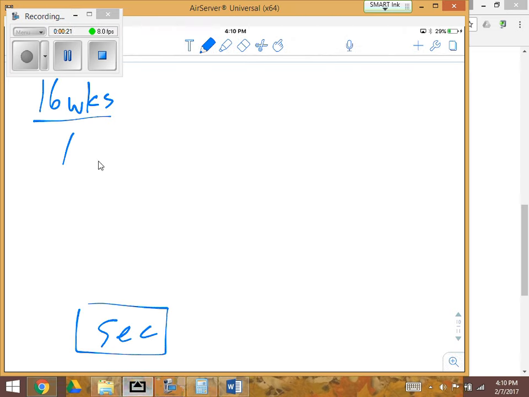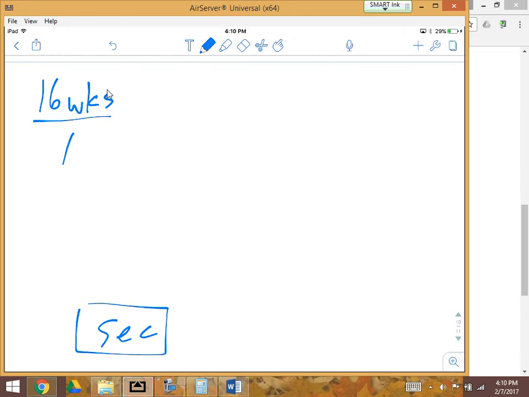So I made some notes here already. 16 weeks, and we want it in seconds. So I just wrote seconds here in a box so we know where we're going. Again, I just wrote it over 1 because that's not a big deal. Now I'm going to multiply by, remember, we're just multiplying by 1, so that's why this works, because we're not really changing the number. Multiplying by 1 doesn't change anything. We're just converting the units.